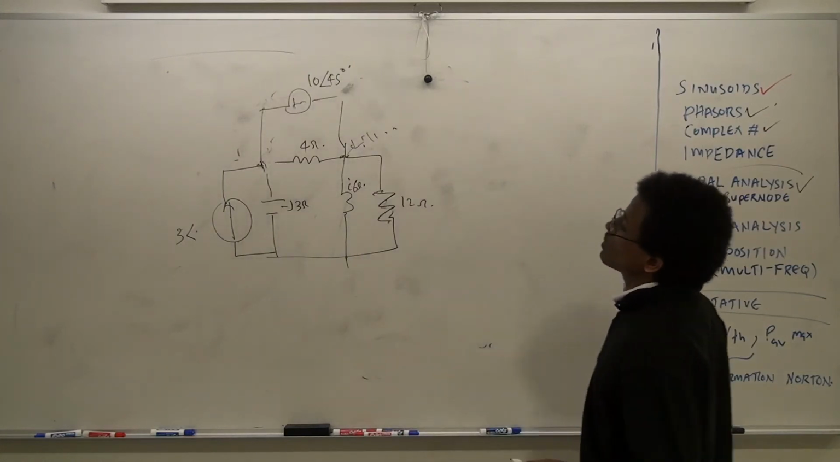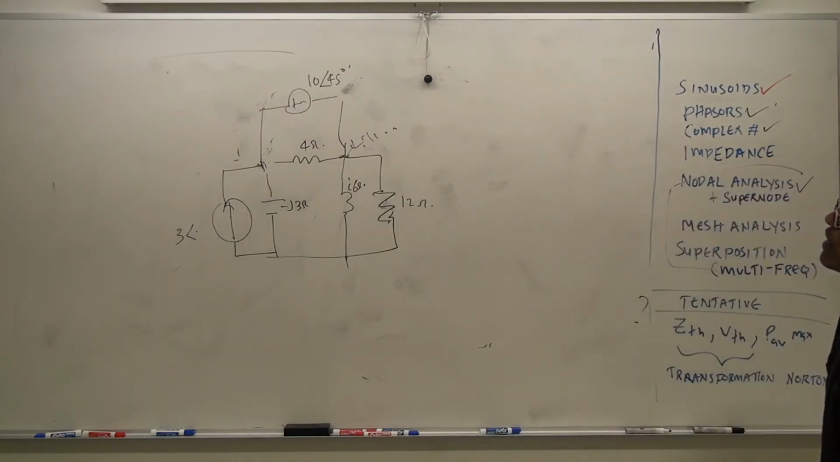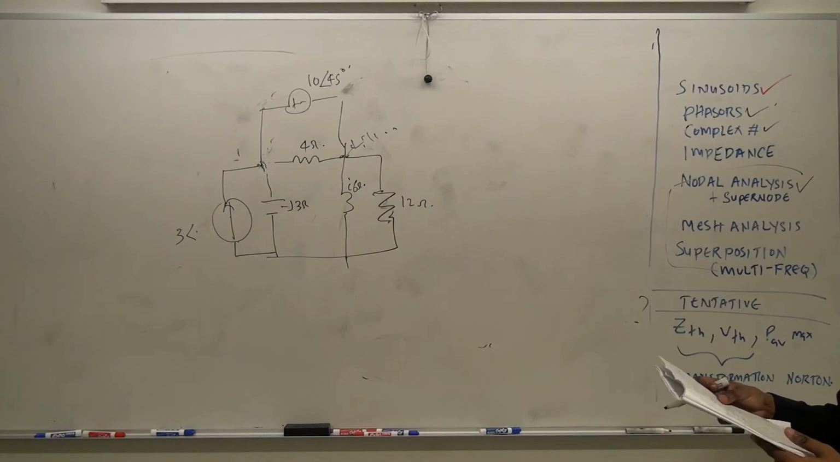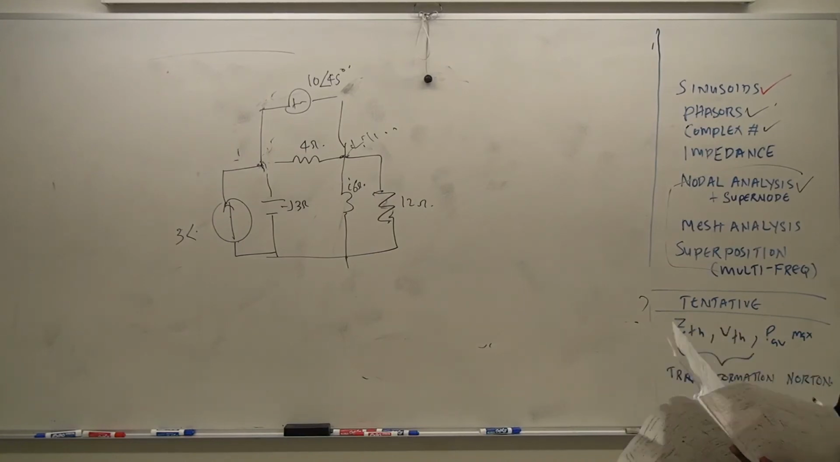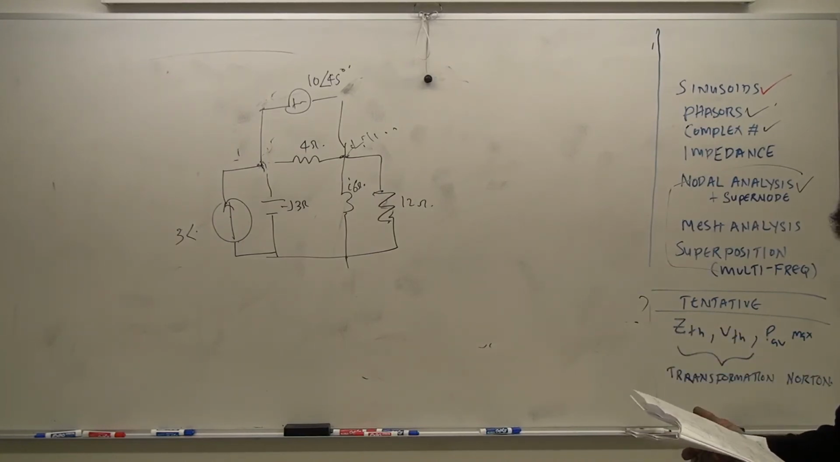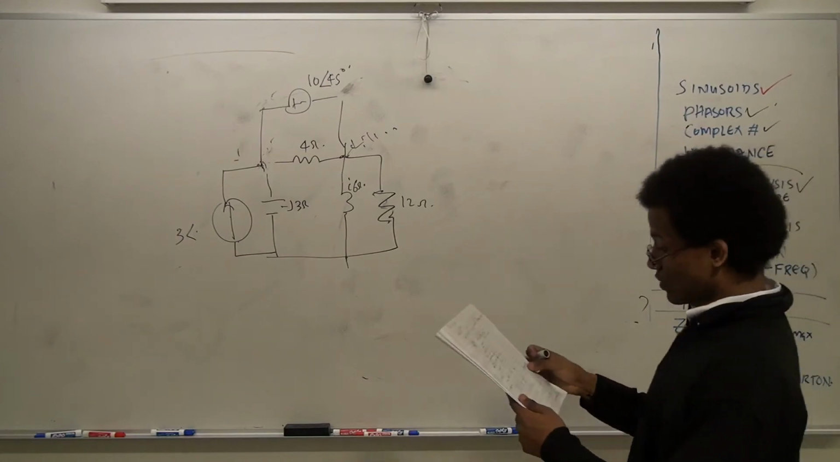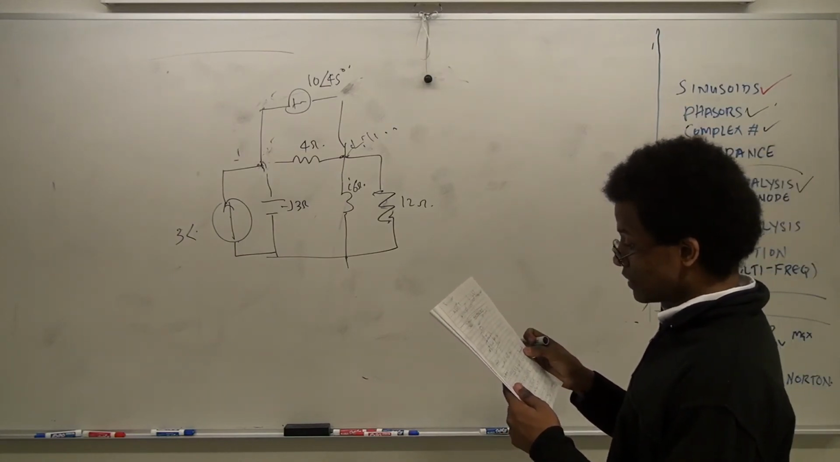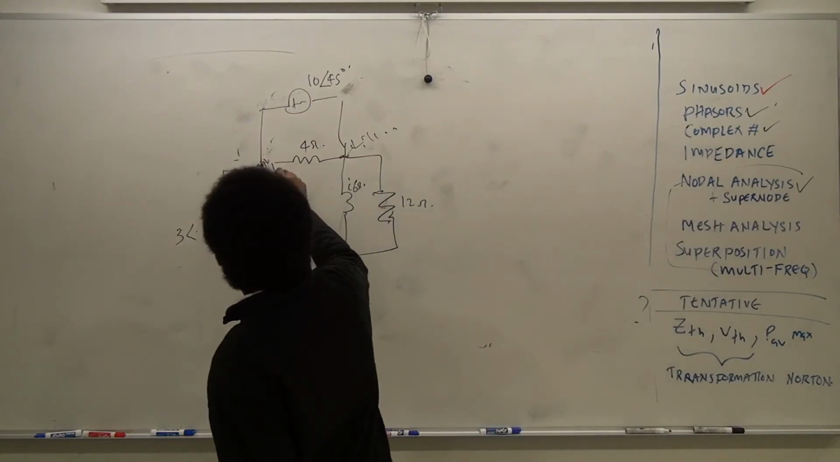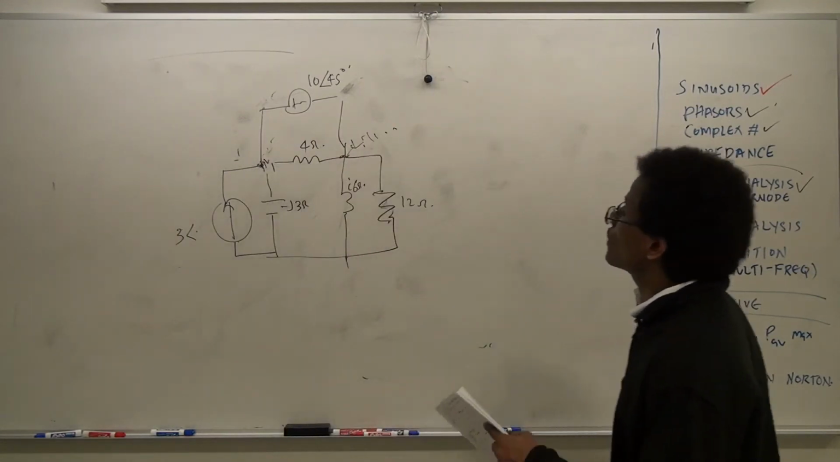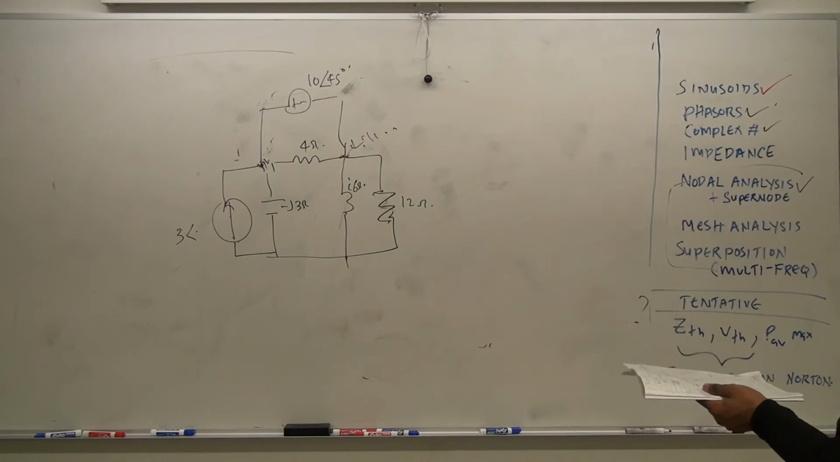The question is, use nodal analysis to find the voltage across what? Okay, V1. We're trying to find V1. And the question is, how do you do nodal analysis on this circuit?